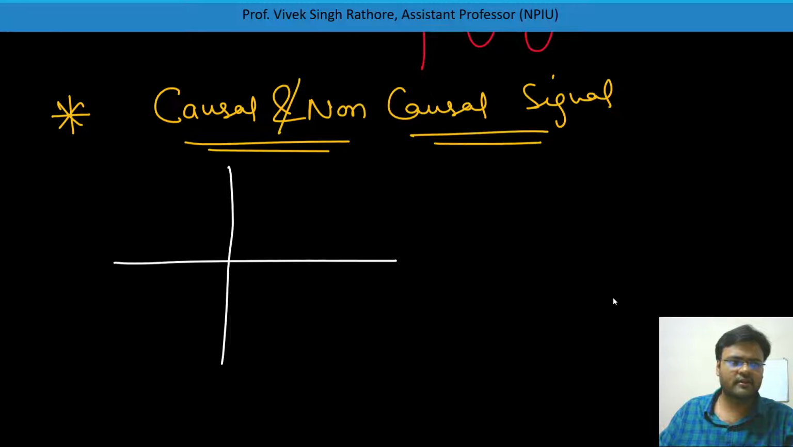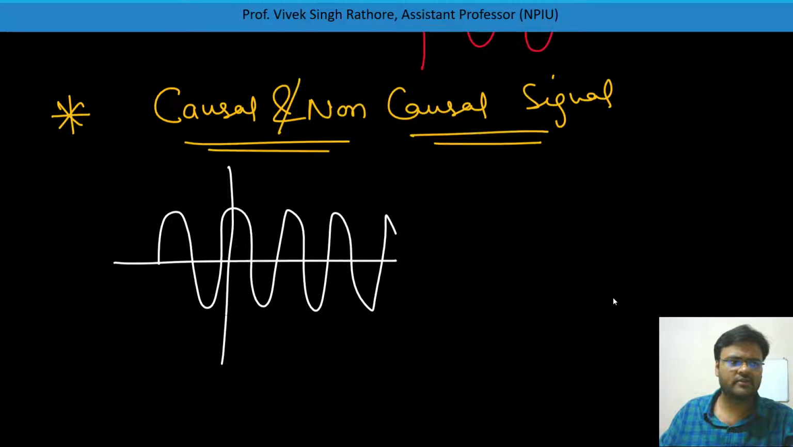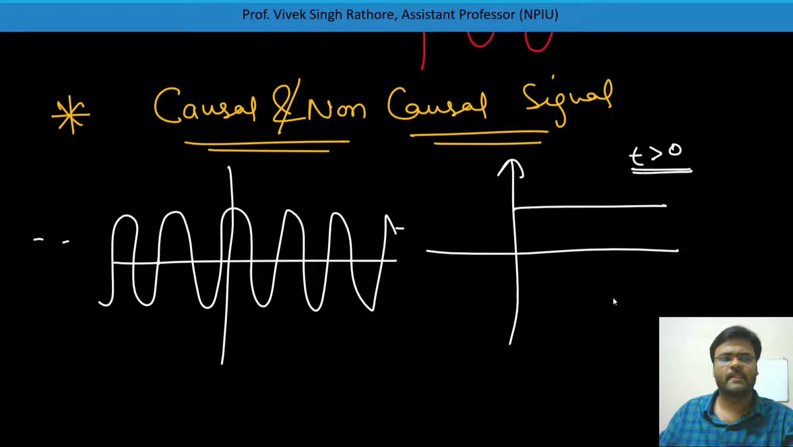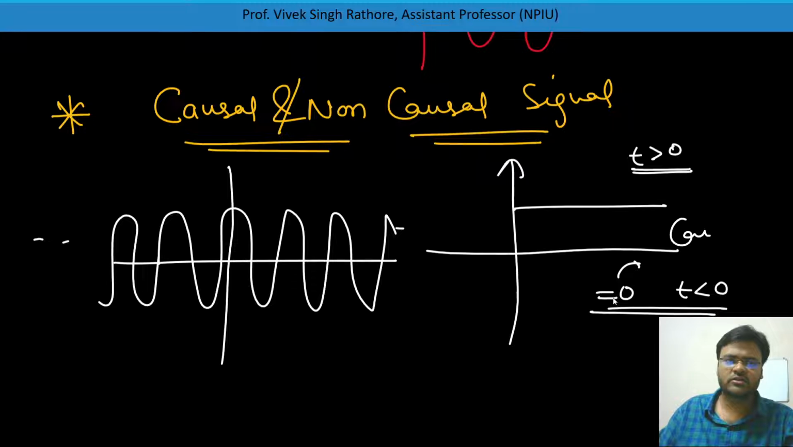One signal is there, let's suppose this signal is there, like this, like this, and so on, it is given. And one type of signal u(t), you know, which will exist after t is greater than 0. So those signals whose values are equal to 0 for t less than 0, those signals are called causal signals.